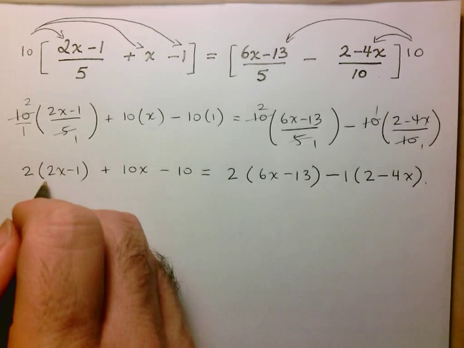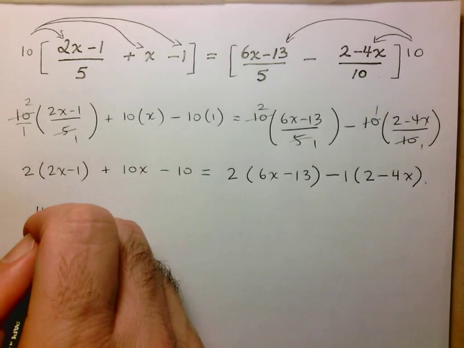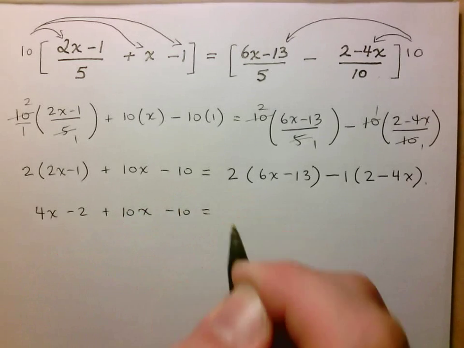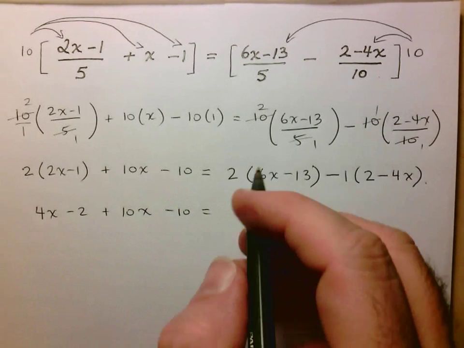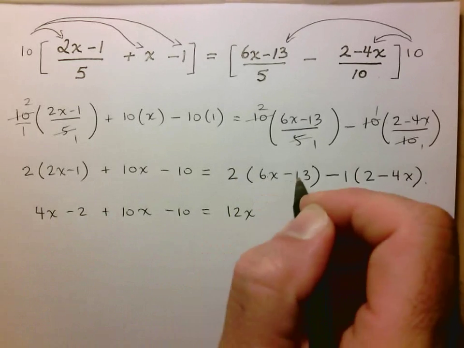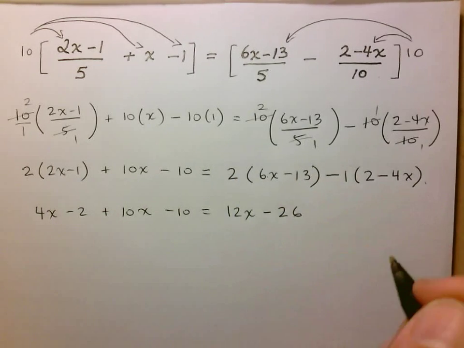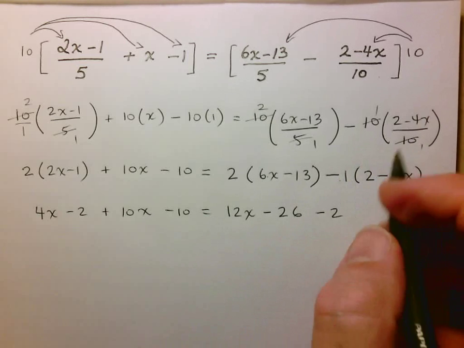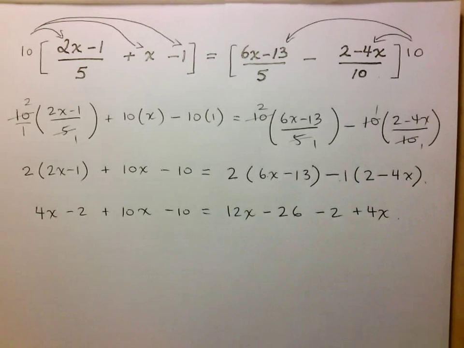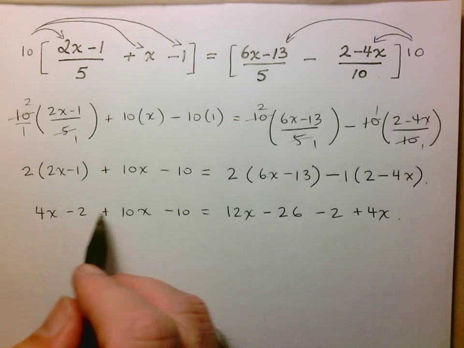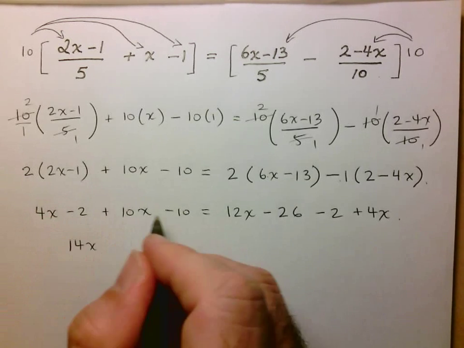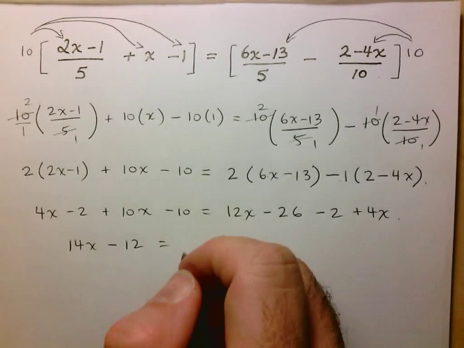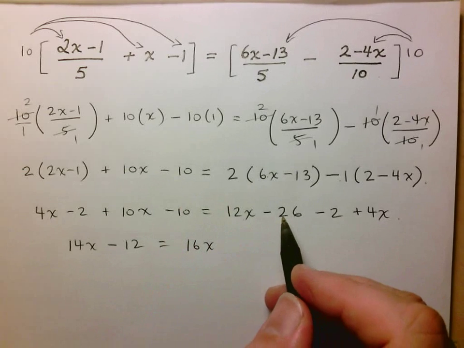Okay, so now we solve as before. So distribute this, so 2 times 2x, 4x, 2 times negative 1, minus 2, then plus 10x minus 10, and now do the two distributions on the right-hand side. So 2 times 6x is 12x, 2 times negative 13, minus 26, negative 1 times 2, minus 2, negative 1 times negative 4x becomes plus 4x.